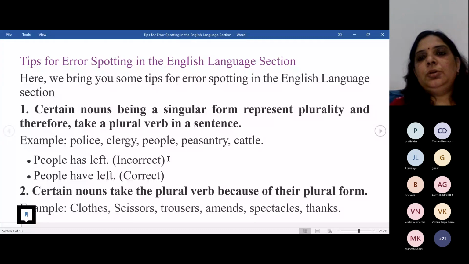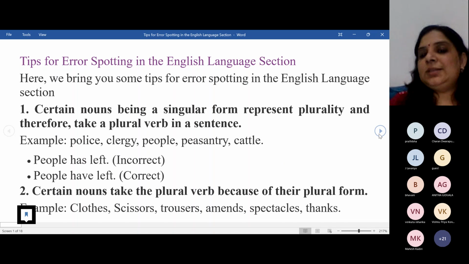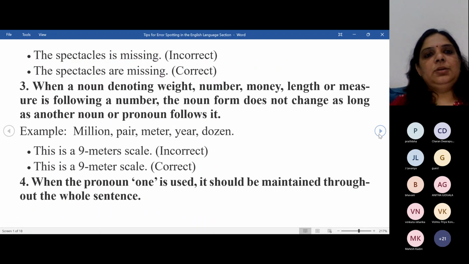So we just read about how nouns take the plural and the singular form. And then I said scissors, trousers, spectacles: all these are always in the plural form. So my trousers are missing. You never say my trousers is missing. The spectacles are missing. You should remember those little things.